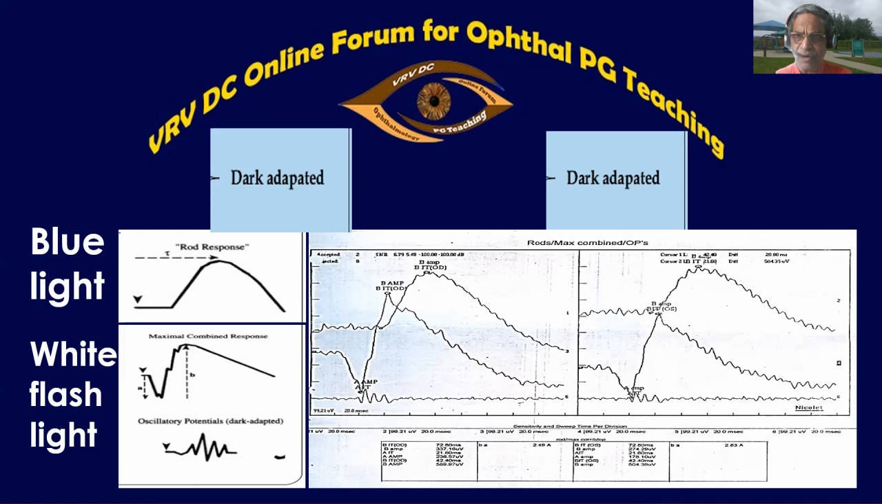One more thing I'll tell you. When you see this combined response, that means the white flash, here in this area, the A wave is coming down. That means the time of onset is here. Between the onset of impulse and the onset of the A wave, you can have sometimes a positive wave going up and coming down.